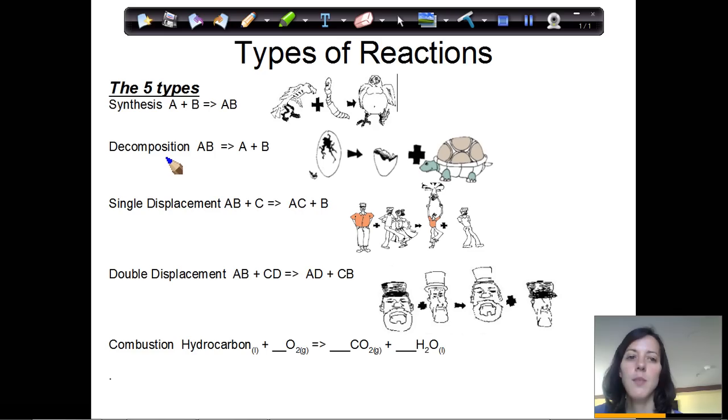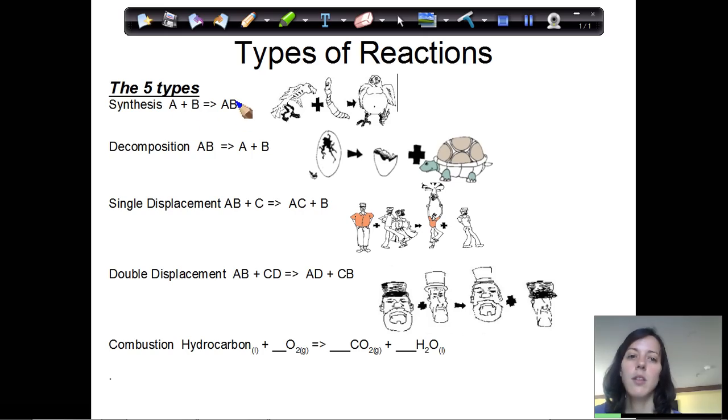The next type of reaction is a decomposition reaction. So you have one thing decomposing or breaking down to form multiple things. So we have an egg and it cracks, and you have the eggshell and the turtle after the reaction is over. So the synthesis and the decomposition reactions really are the opposite.